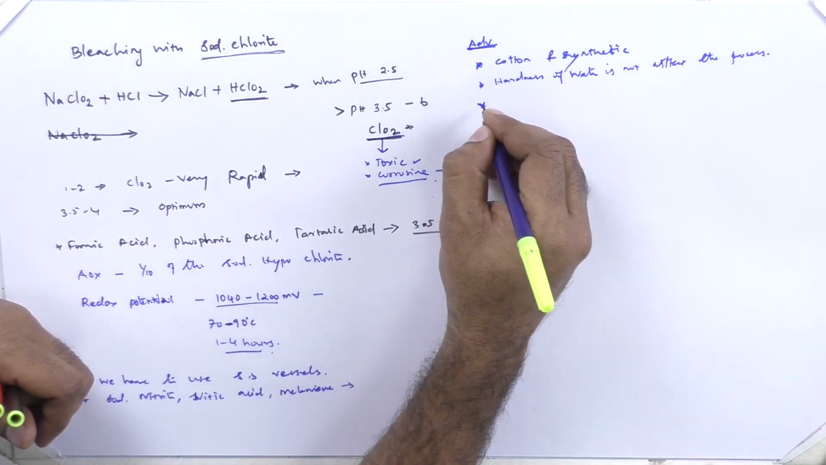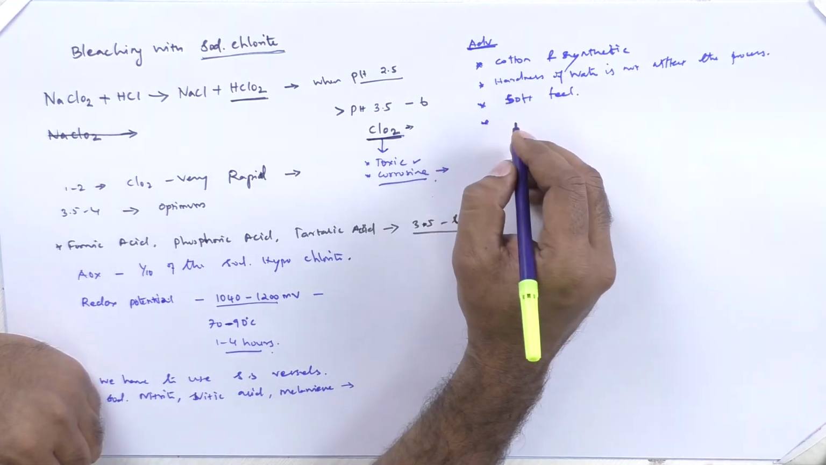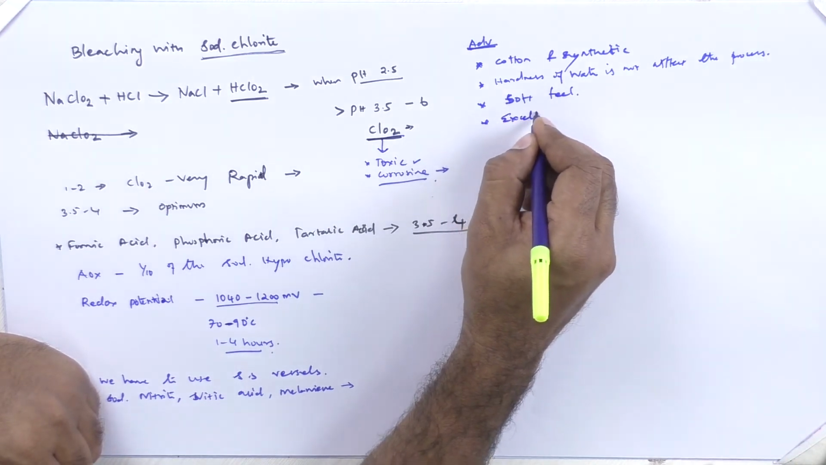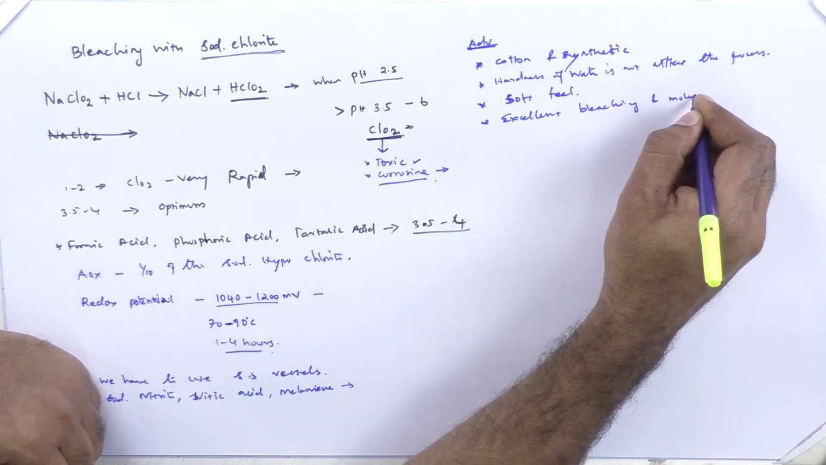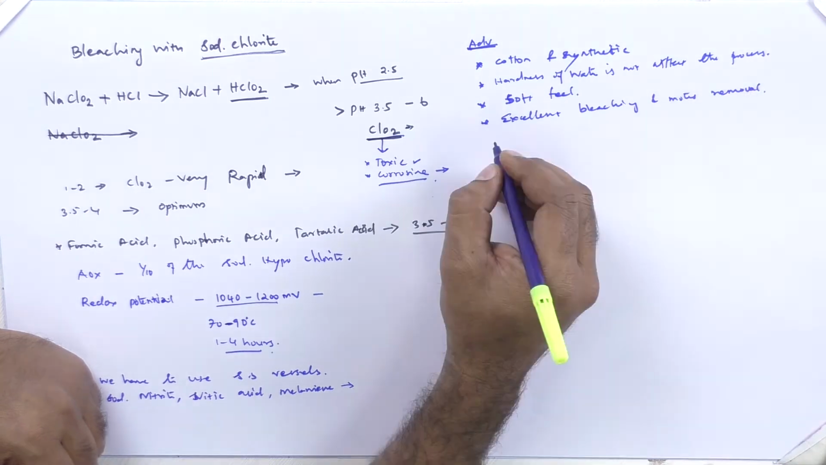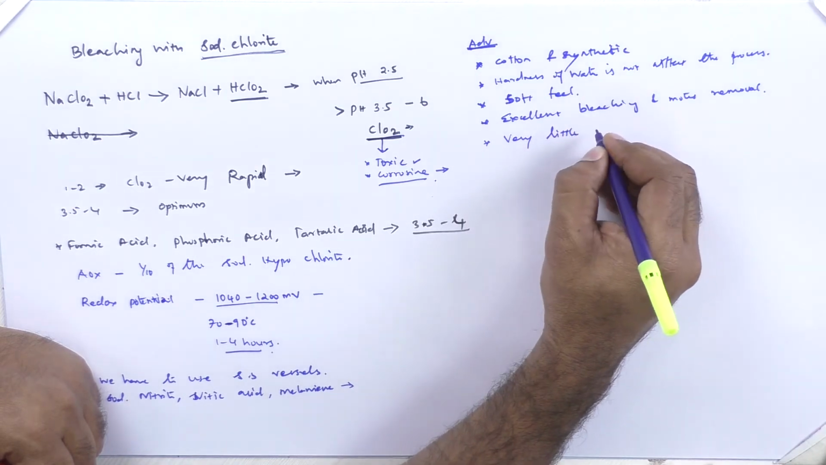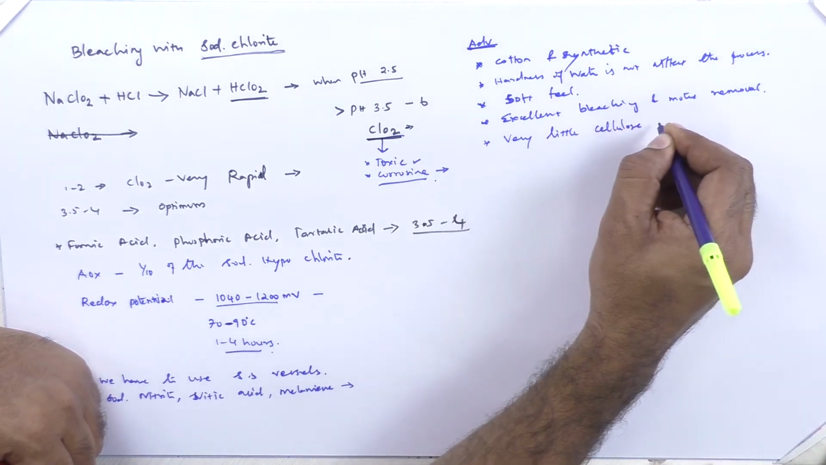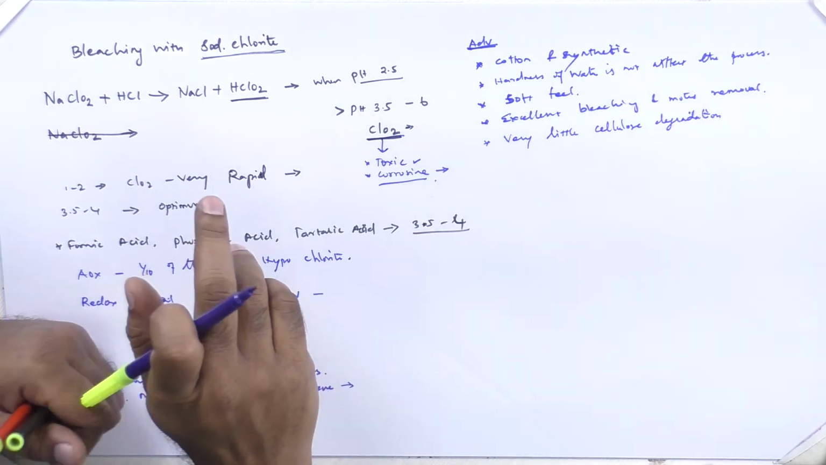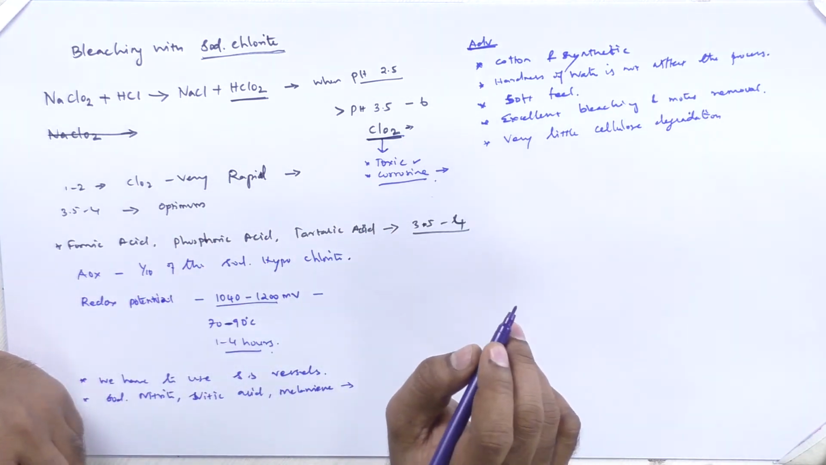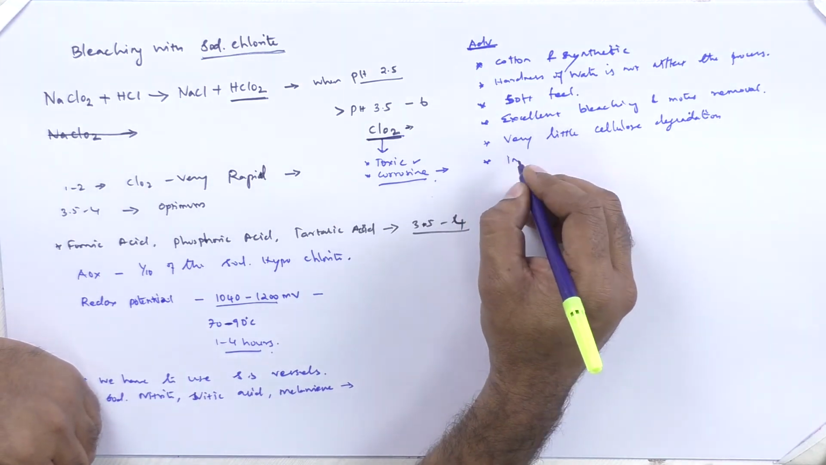And it will produce a soft feel, excellent bleaching and motes removal, and very little cellulose degradation when compared to sodium hypochlorite, and it is inactive against metals.